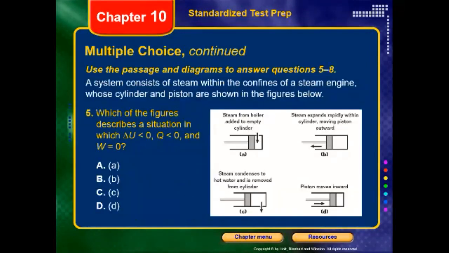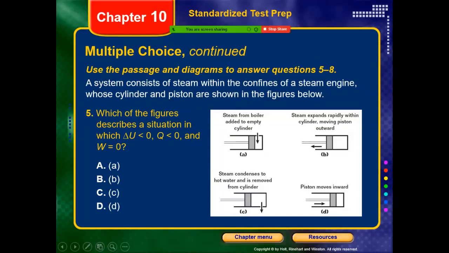Okay. Here عندي 4 questions ورا بعض from 5 to 8 هيبقوا على الرسم ده وهنشوف كل واحدة بتتكلم على ايه. The first one, a system consists of a steam within the confines of a steam engine. طبعا steam engine ده كان بيستخدم في القطارات والعربيات زمان. Whose cylinder and piston are shown in the figure below. دول الفور شوت بتوع البيستون.